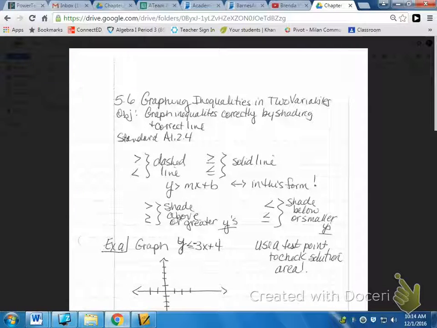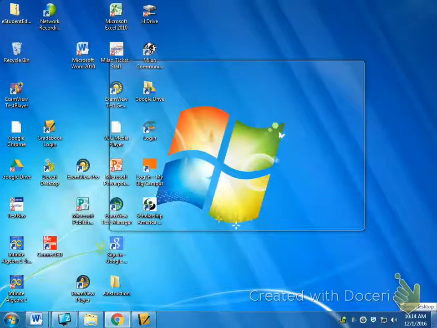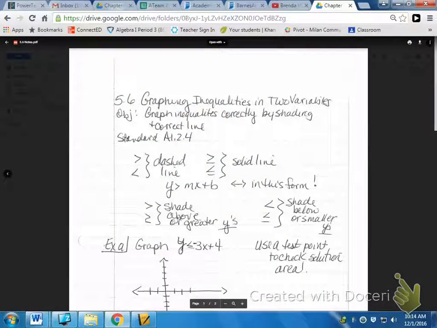Lesson 5-6, graphing inequalities in two variables. So our objective today is to graph inequalities correctly by shading and the correct type of line.